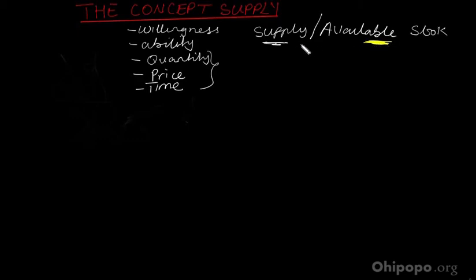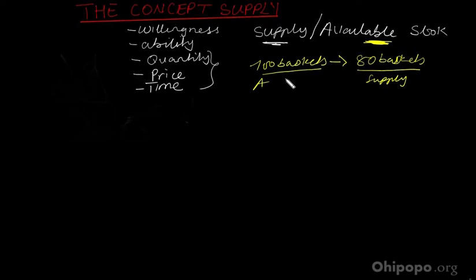For example, I can be a producer of tomatoes, and maybe let's say I went to the farm, I harvested 100 baskets of tomatoes, let's say on Monday, and on Tuesday I decide to carry 80 baskets to the market. Now this 80 baskets becomes what? The supply, and this 100 baskets becomes what? The available stock.